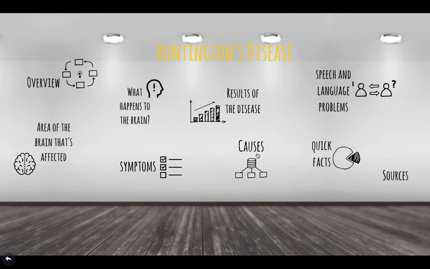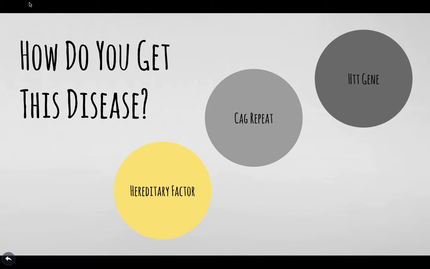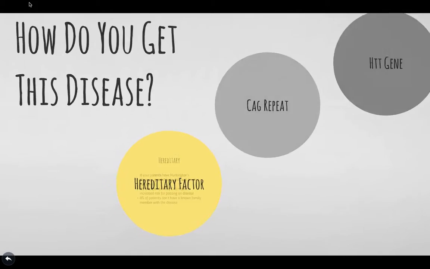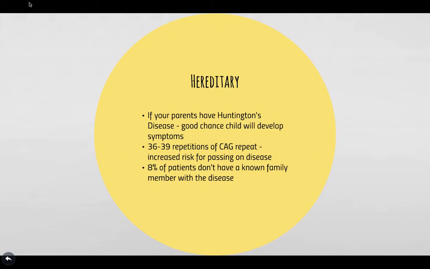All right, so how can one get Huntington's disease? So first, it is a hereditary disorder. So if your parents have Huntington's disease, it's a good chance that the child will develop the symptoms for the disease. If you have, like I said earlier, 36 to 39 repetitions of CAG repeat, you'll have an increased risk for passing on the disease to your future children.